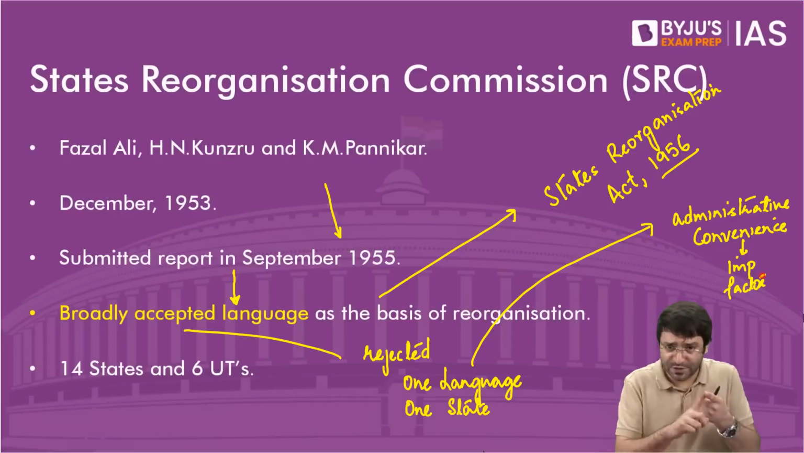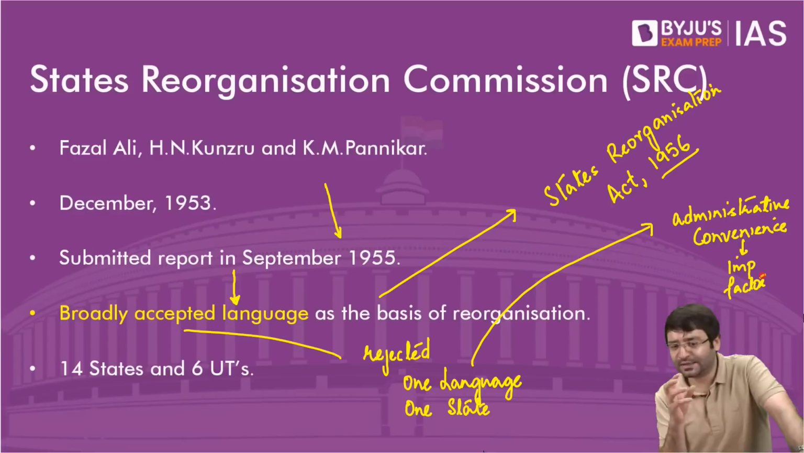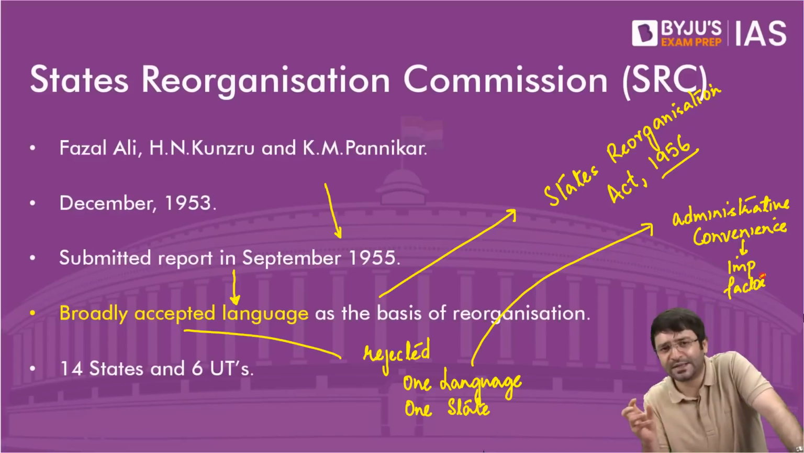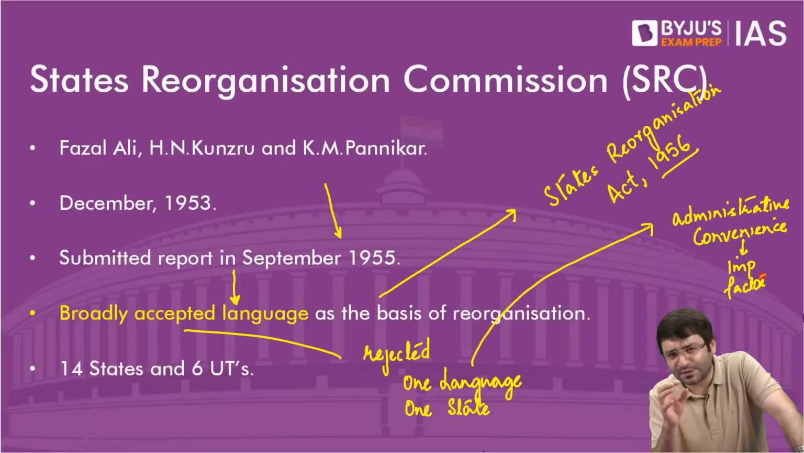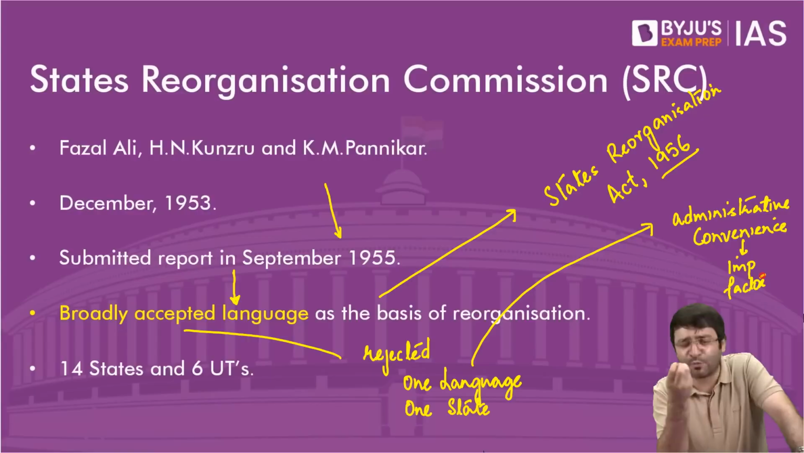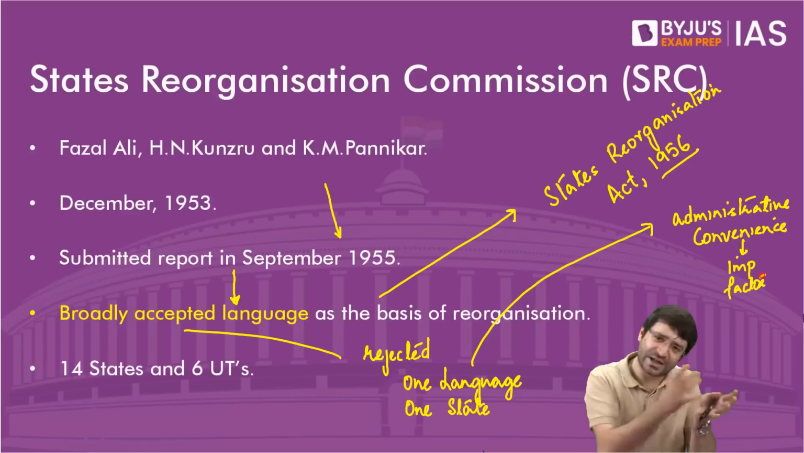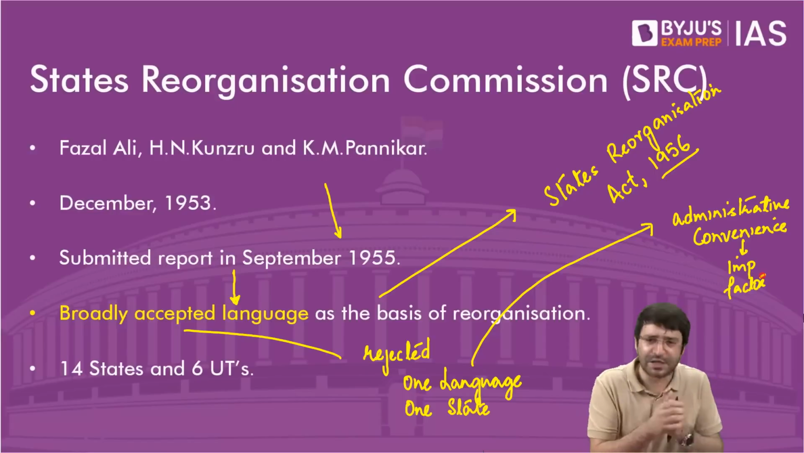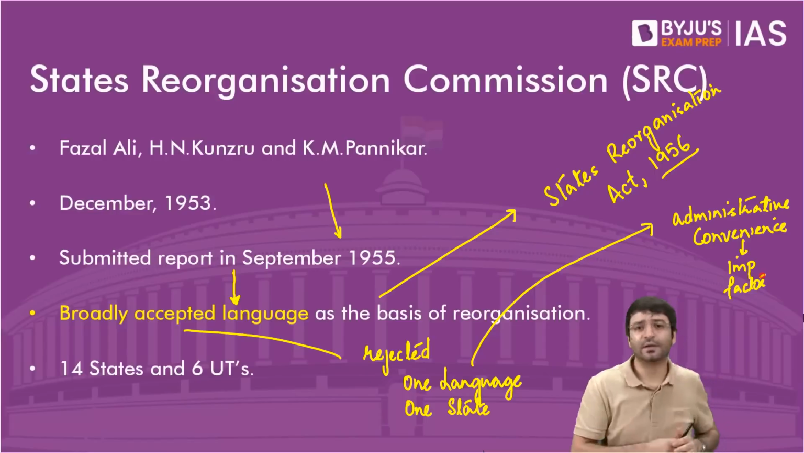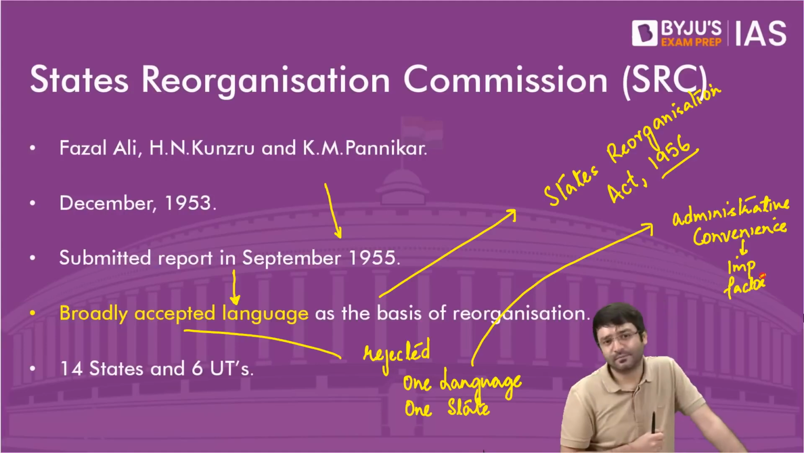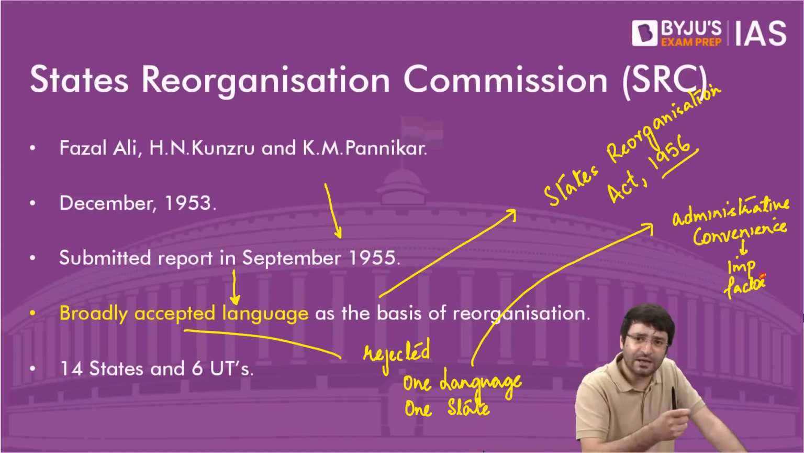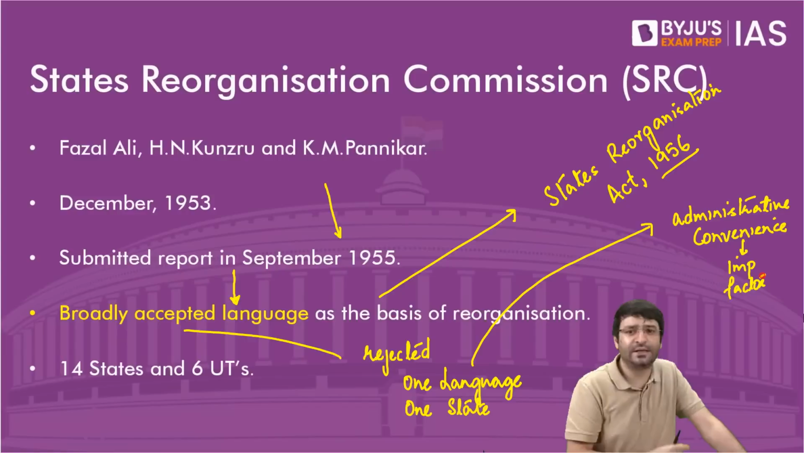If it was one language is equal to one state, which means the entire Tamil speaking population can become one state, that is still okay because there's still a small majority of people who speak Tamil. Telugu speaking population can have one state, that's okay. Kannada speaking population can have one state, that's still okay. Malayalam speaking population can have one state, that's okay. But what about Hindi? Hindi is spoken by the entire North India, including Central India.